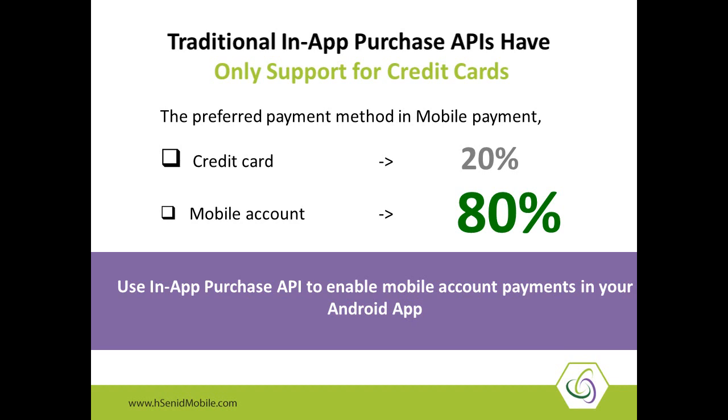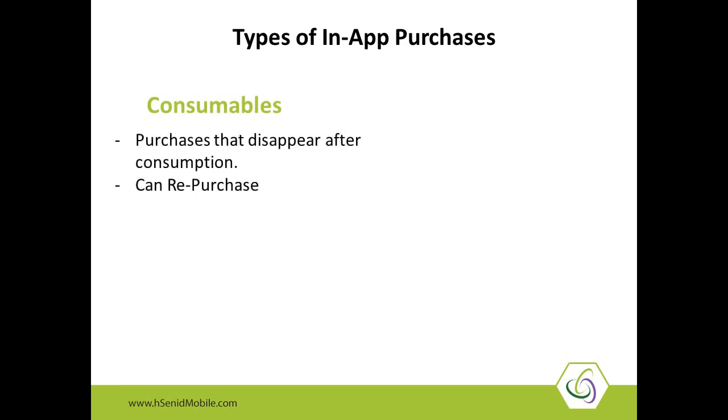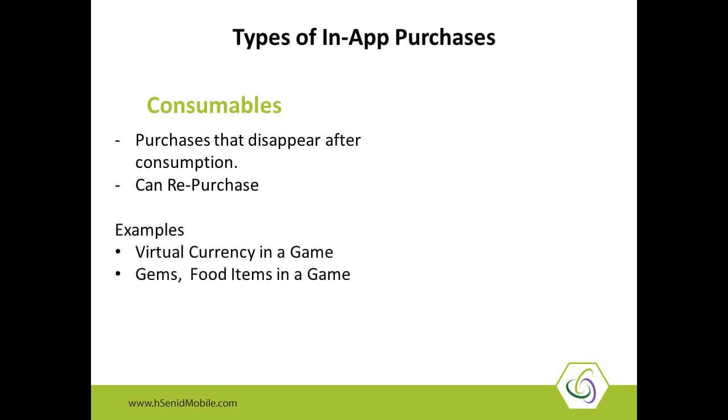Now, let's take a look at the types of in-app purchases that you can use in your application. Mainly, there are two types of in-app purchases. First is consumables. Consumables are the type of purchase that you would do again and again in an application. Once you use or consume the particular item that you purchase, you would have to repurchase it. Common examples for these types of in-app purchases are the virtual currency inside a game, or gems, food items that you need to consume throughout a game.